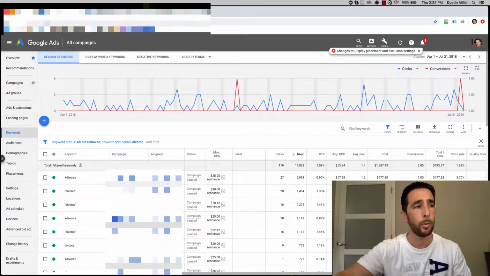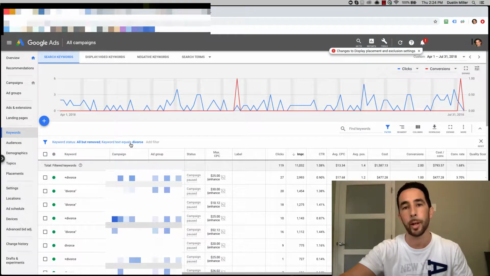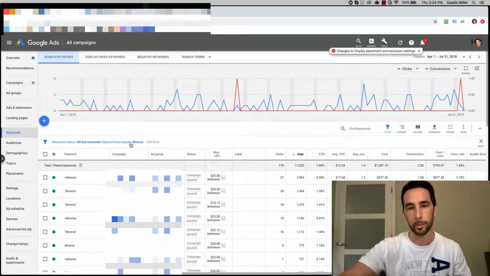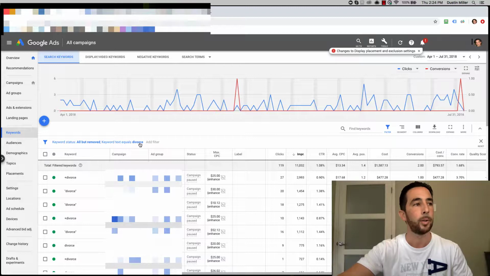So what I want to do is take your attention to the screen over here, and you'll see that if you look right here, there is the keyword text that we're looking at. There's more than one keyword, but pretty much maybe 3 or 4 of them, they're the same keyword, the single word divorce, got all the traffic. So that's what we're seeing here under these total filtered keywords. And that's just all the statistics for all of the keywords that are the one word divorce combined over the period of time that we're looking. So you can see we got 119 clicks. We spent $1,500 on those clicks, and we only got 2 conversions.